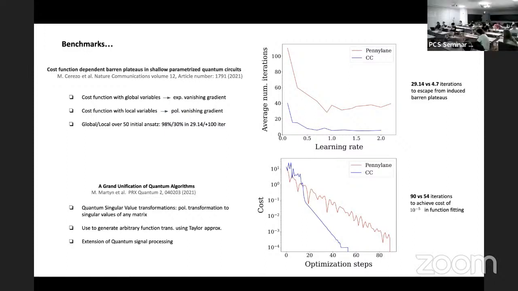Oh, I see. Because when we mean flat, we mean flat. We mean zero variance, like exponentially flat.